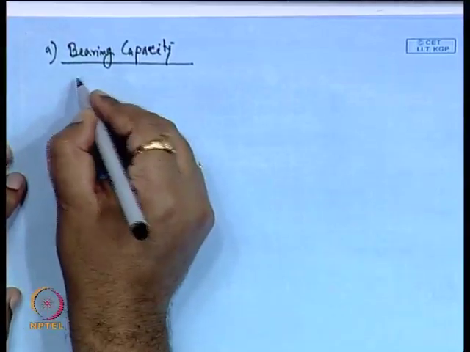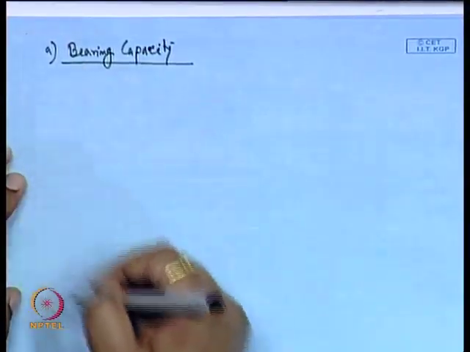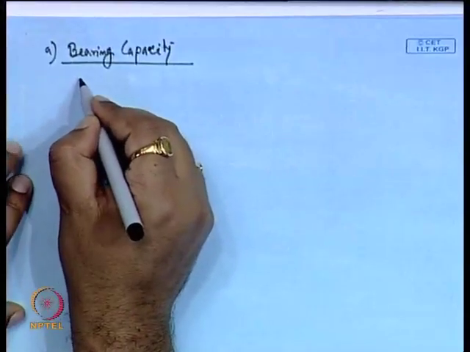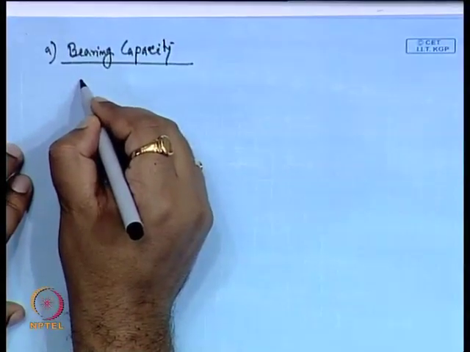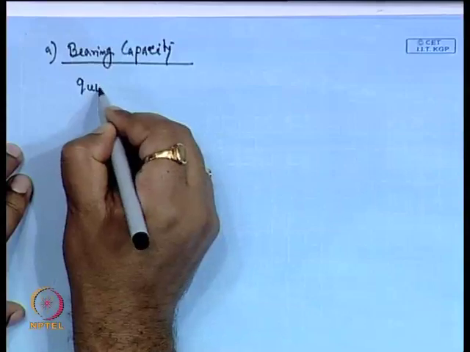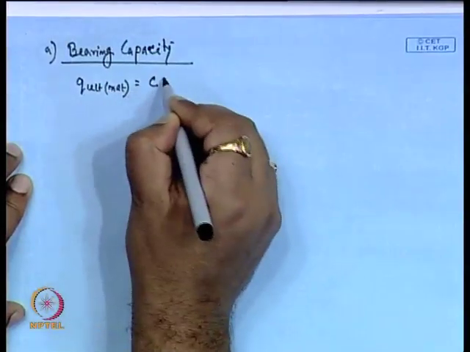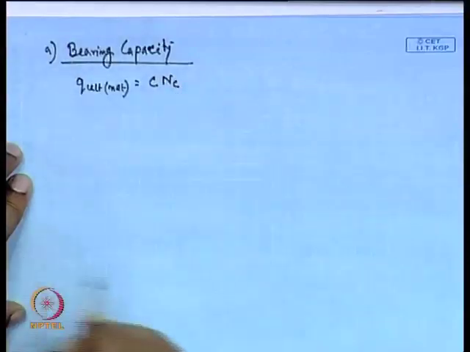Now, here, as all the layers are clay soils, we will use the Skempton bearing capacity expression. So, Q ultimate net is C into N C.